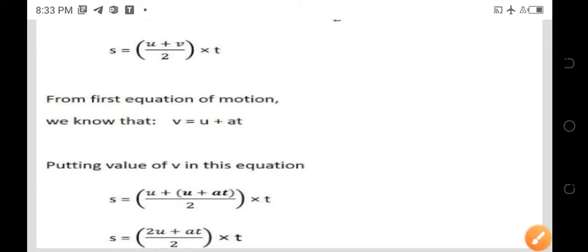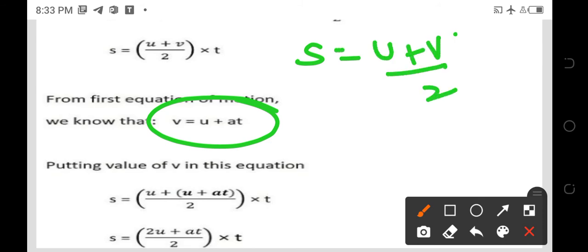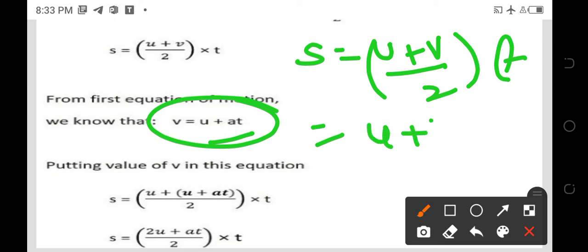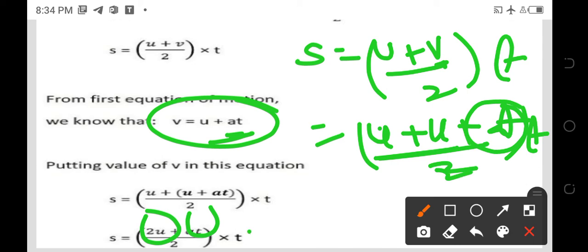So from the first equation, what is v? From equation 1, v equal to u plus at. So s equal to u plus v by 2 into t. But here you know very well what is v. V equal to u plus at. So s equal to u plus u plus at by 2 into t. Then u plus u, what is that? 2u plus at by 2 into t. Is it right?